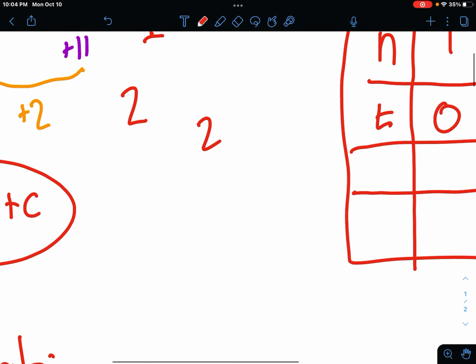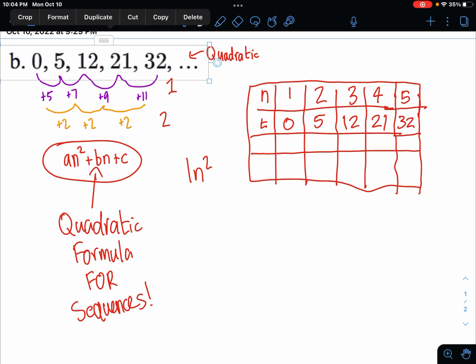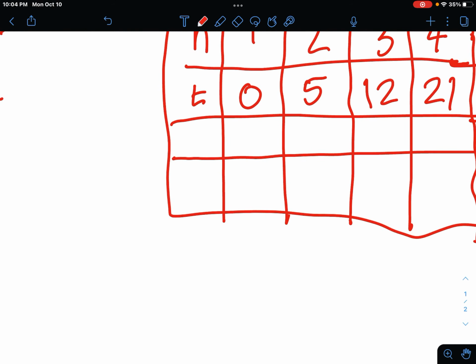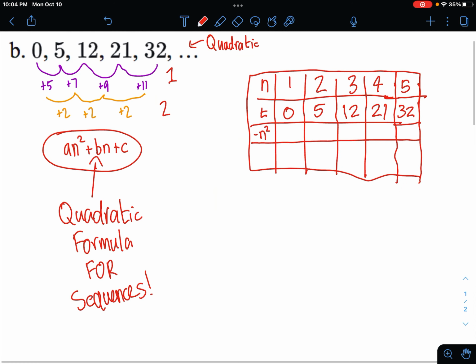So we do 2 divided by 2, that's simple, we get 1. So our answer would be 1n squared. This a that we have right here would just be the half of this number. So it would be 1. So our answer is 1n squared. So what we need to do is just write that here. But what we need to do is subtract. So I'm going to put negative n squared right here. I'll explain in a bit why we're subtracting.